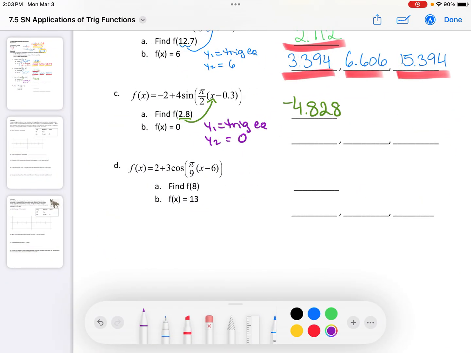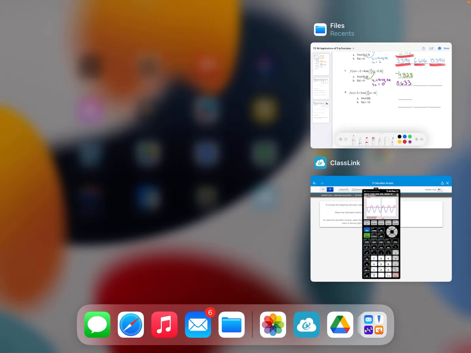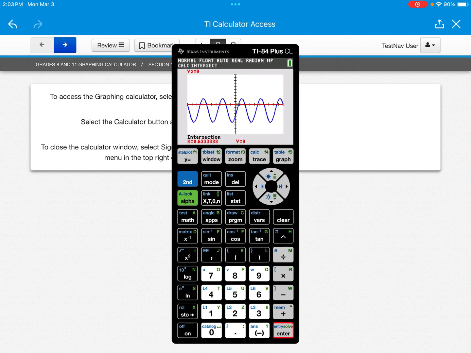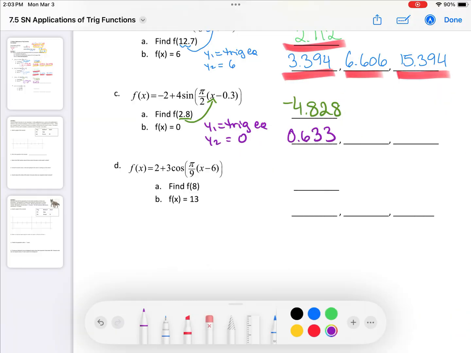0.633 for the first solution. Do it again. Second trace, 5 for intersect, first curve enter, second curve enter, arrow, scroll to the next solution, hit enter, 1.967.